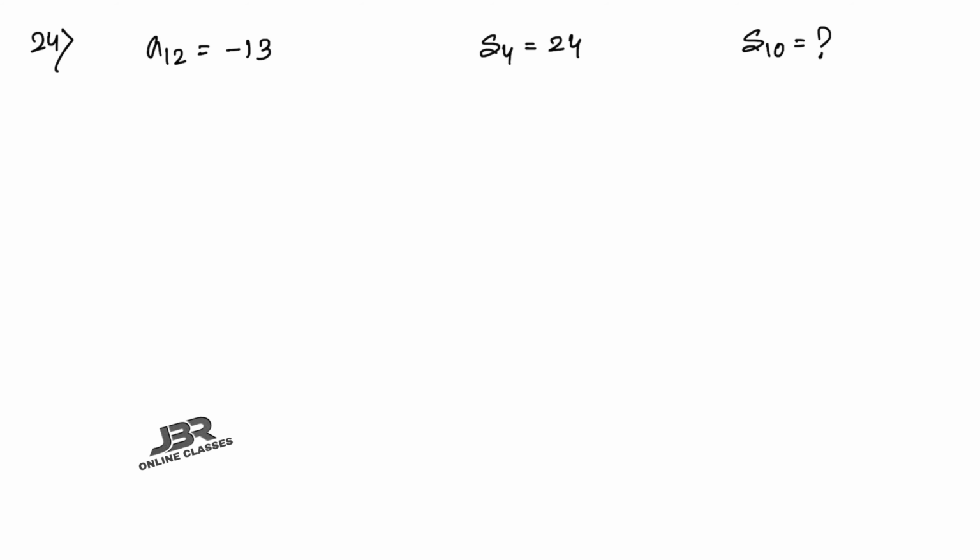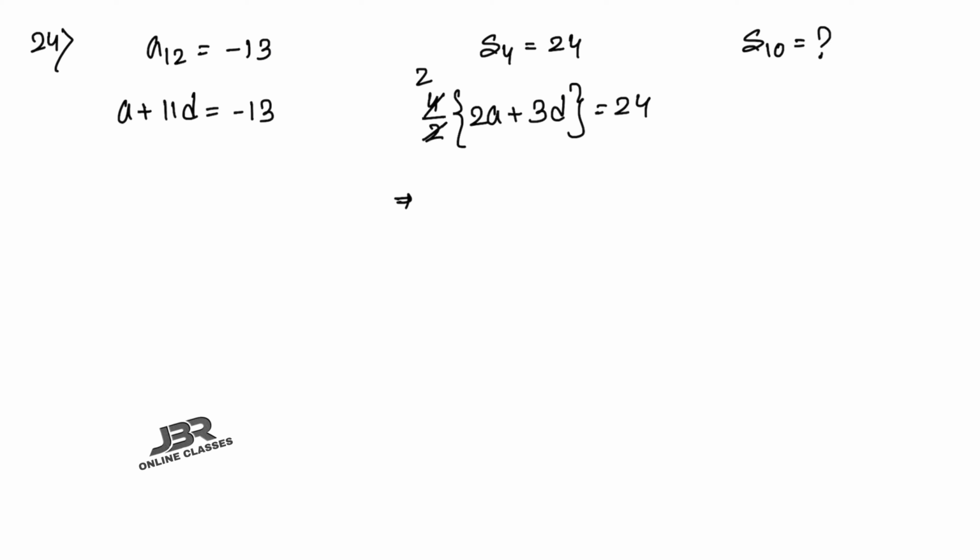So A12 means a plus 11d, and that equals minus 13. And as S4 means 4 by 2, then 2a plus (4 minus 1), that means 3d, equals 24. So it's 2, then 2 divided, it's 12. So 2a plus 3d equals 12. And a plus 11d equals minus 13. If you multiply this one by 2, it's 2a plus 22d equals minus 26.